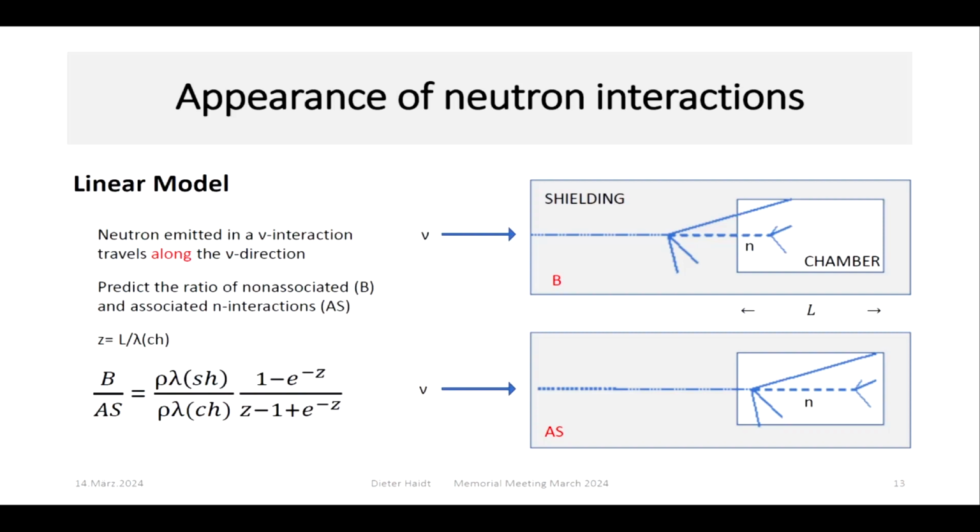It is very easy to calculate because what enters is the interaction probability of a neutron in the liquid and the ratio of the mass effects of the two media.